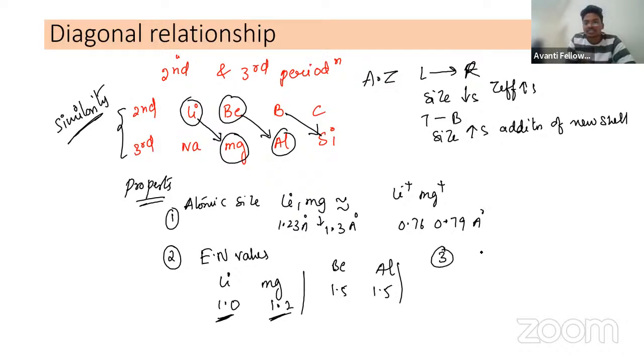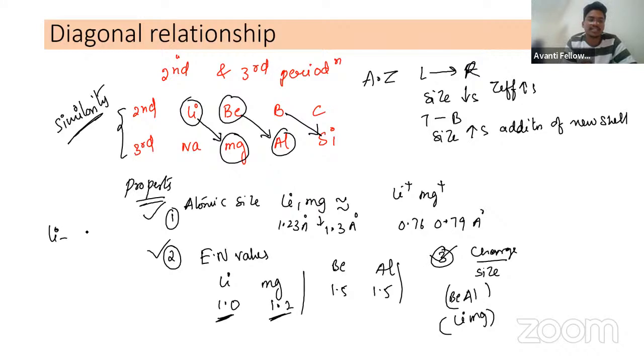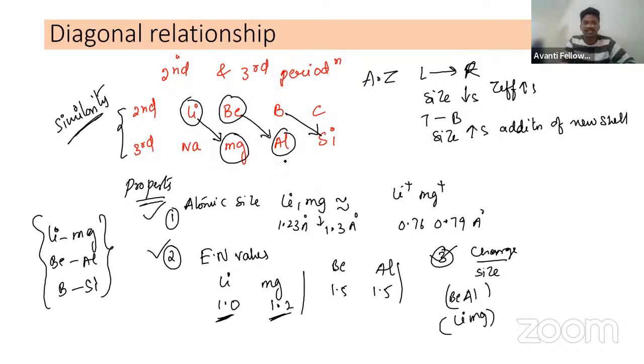And third, charge by size ratio, or we can say charge by radius ratio. The charge by radius ratio of lithium and magnesium, and beryllium and aluminum, is nearly the same. So because of these three properties, the elements lithium and magnesium, beryllium and aluminum, boron and silicon are diagonally related. What are the three properties? Atomic size, electronegativity values, and charge by size ratio.